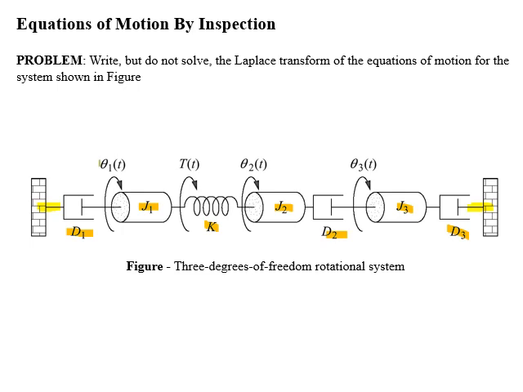The first point of rotation is represented by theta 1 of t. The second point of rotation is represented by theta 2 of t. And the last point of rotation is theta 3 of t.